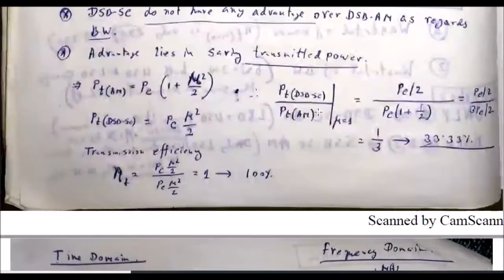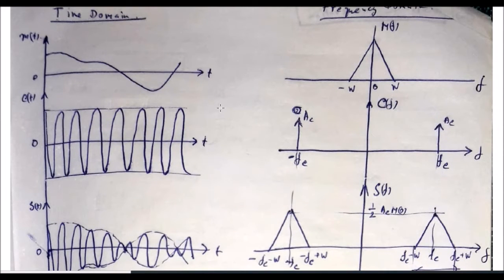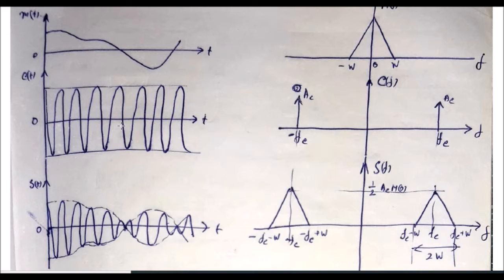Now if you want to see the time domain of the DSB-SC modulation, it is just like the over modulated AM signal. I am considering a random message signal, and this one is the carrier signal. If you take the product of these two using a product modulator, you should obtain this kind of DSB-SC signal at the output. It will have the form of the multiplication of these two.